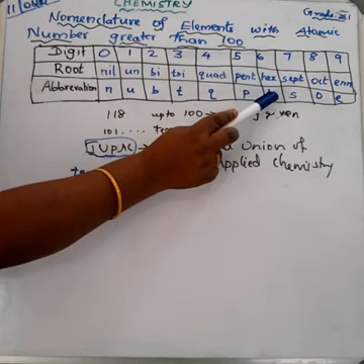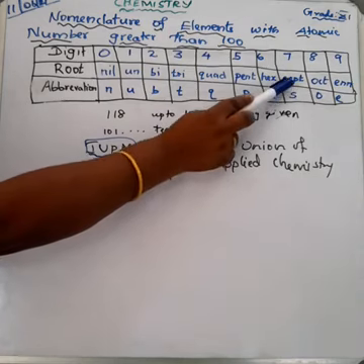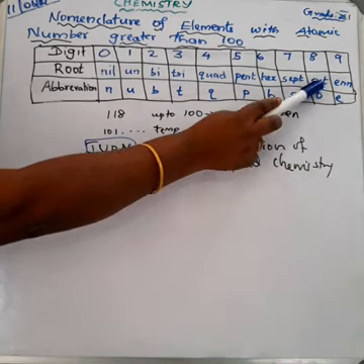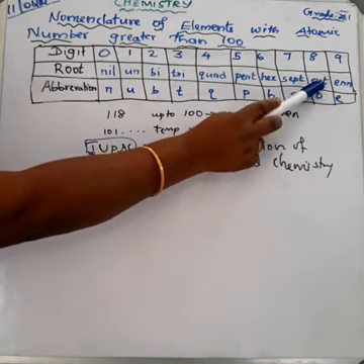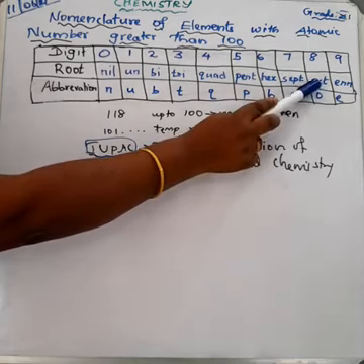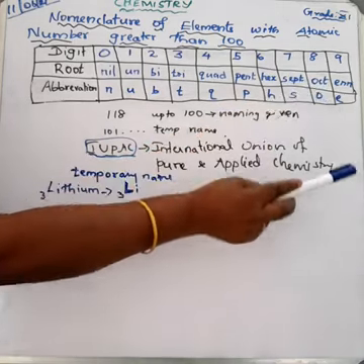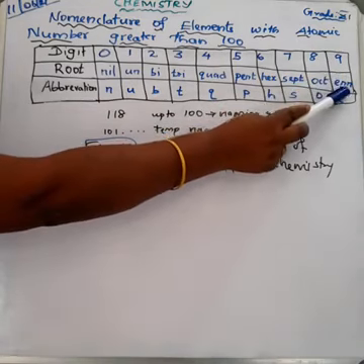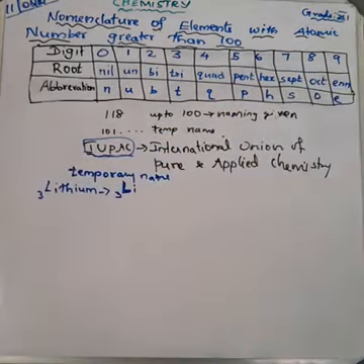Hex, H, we take as the abbreviation. Sept, S. For oct, the digit 8, we take O as the abbreviation. And for the number 9, the numerical root enn, the first letter E we take as the abbreviation. Okay.